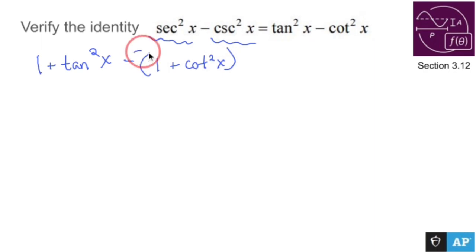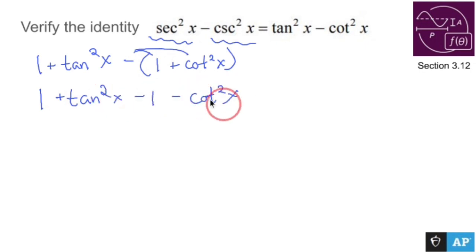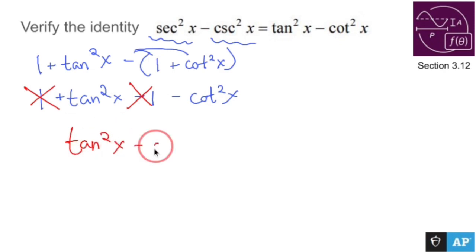Now, if I take this and distribute the negative, I now have 1 plus tangent squared x minus 1, how about that, minus cotangent squared x. The 1 and the negative 1 cancel each other out, and that leaves me with tangent squared x minus cotangent squared x, which is what I'm trying to find. So did I verify the identity? Sure did. A little check mark says I did it.